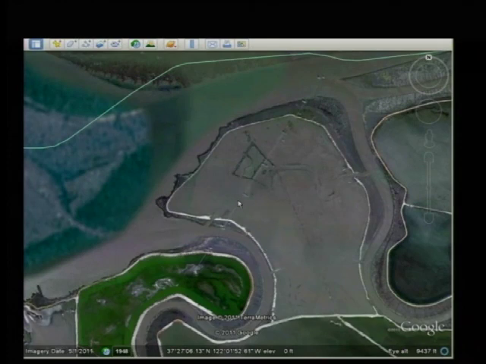So, tide gauge is around here? Is that right, and up to the river? Yeah. Okay. Keep going. Yeah.